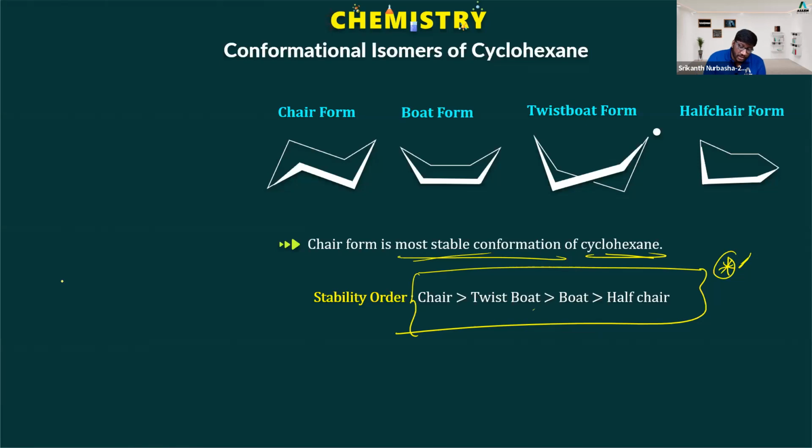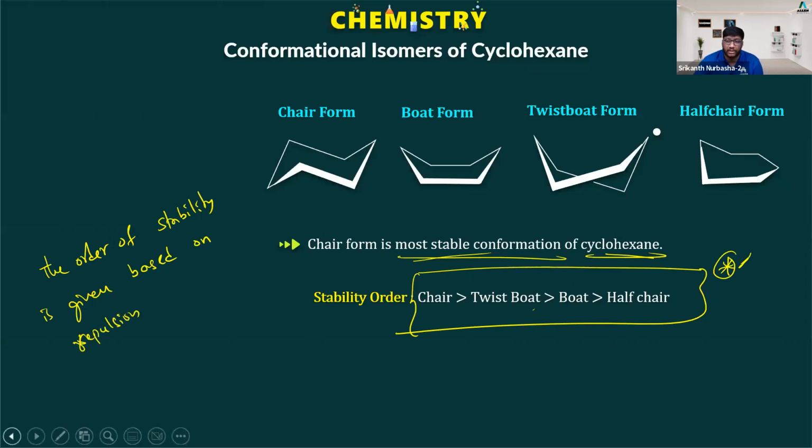This stability order is given based on repulsions. And if you try to write again, a few more concepts, if you want to understand from this chair form and boat form and twist boat and all these forms, we can understand that.